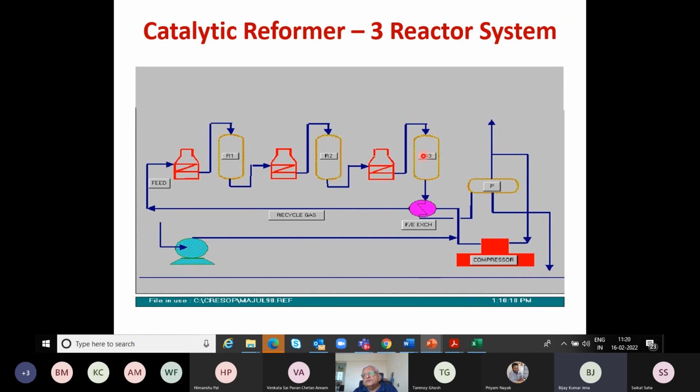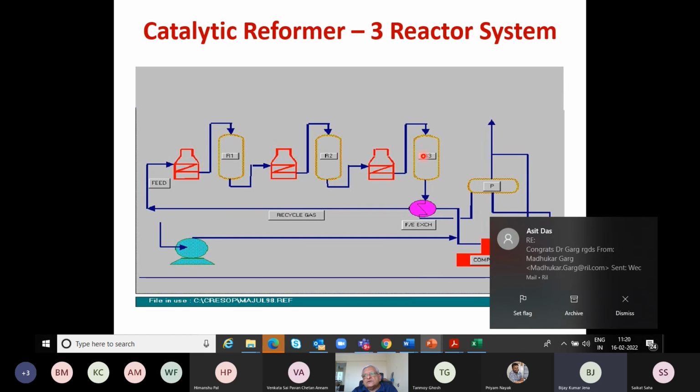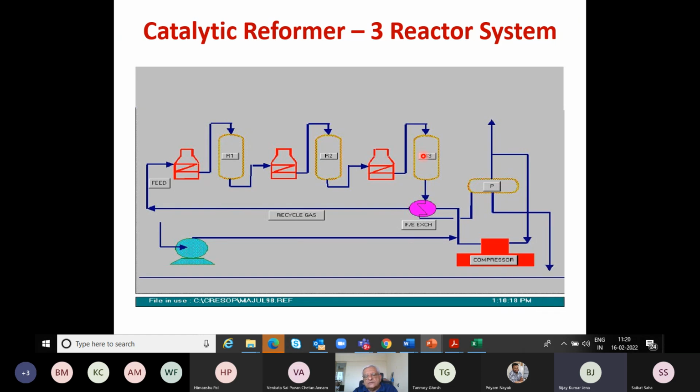There are a few reforming units. In fact, one is there in our own country, in Bongaigaon refinery, which is called Bongaigaon refinery today. The refinery is owned by Indian Oil, and they actually had a 4-reactor unit, but that unit is now converted to an isomerization unit. It is no longer a reforming unit.